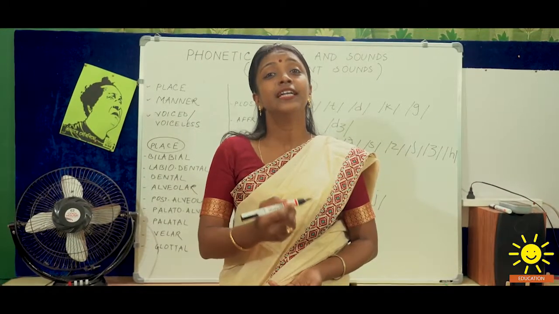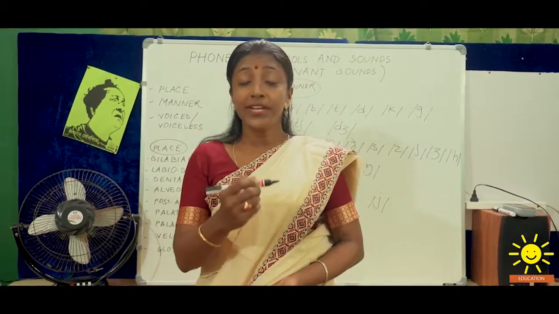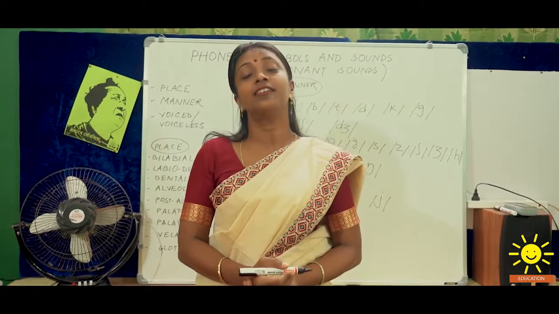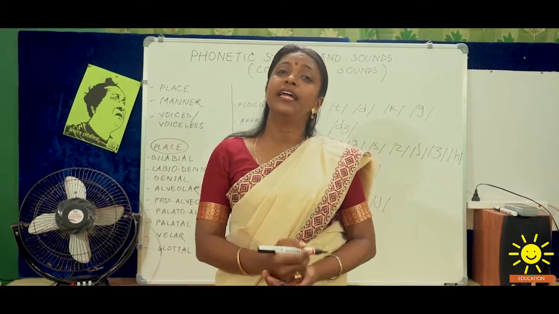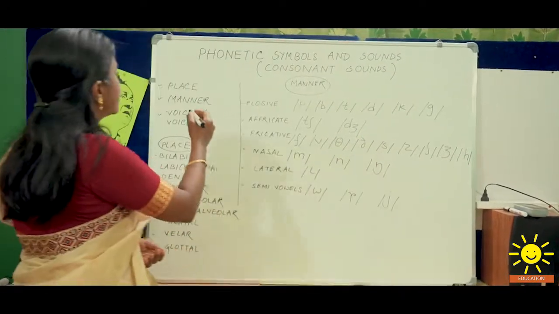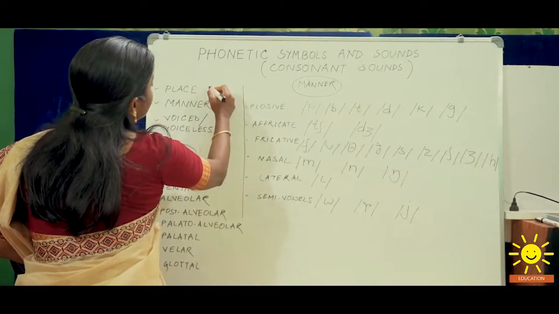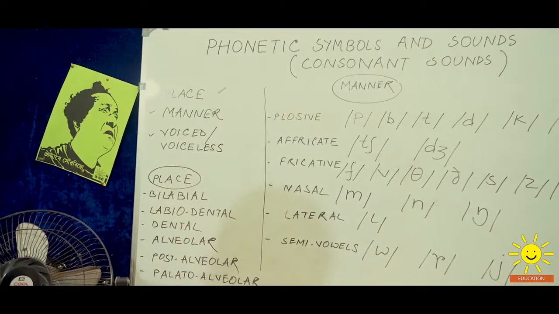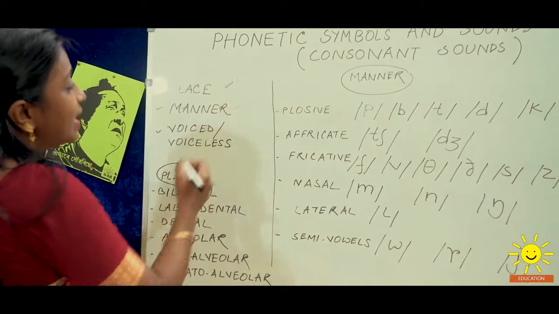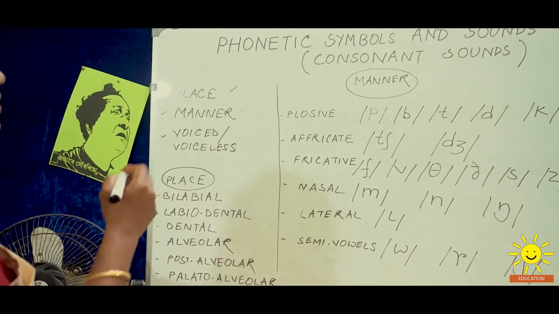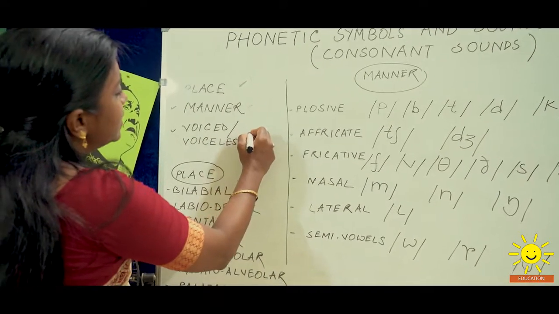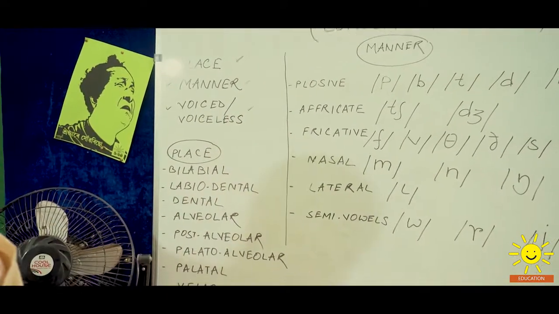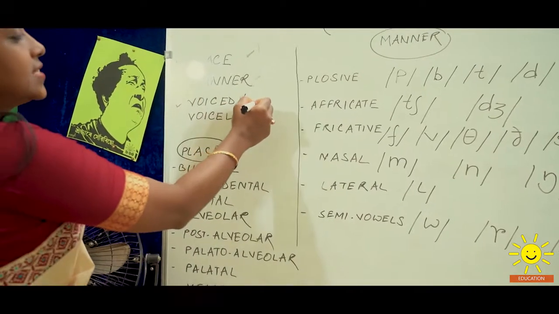As far as the classification of the 24 consonant sounds is concerned, do keep in mind that there are three important aspects. First of all is the place of articulation. The next is the manner of articulation. And the third aspect is whether the sound is a voiced sound or a voiceless sound.